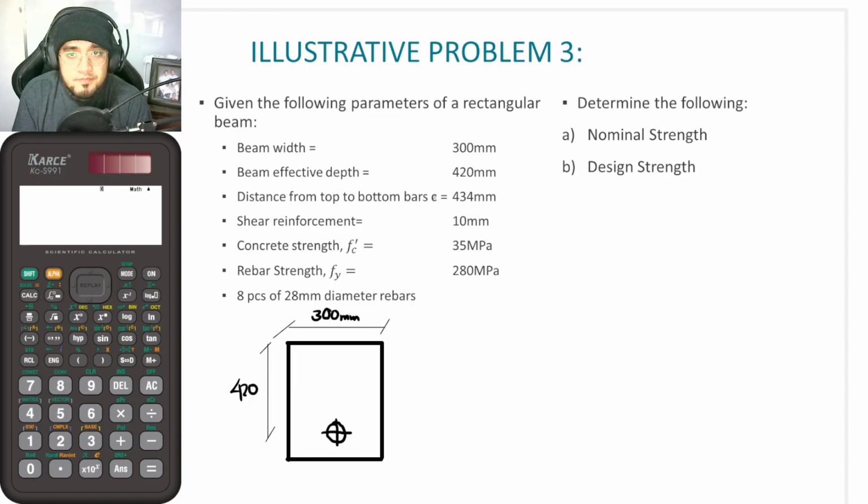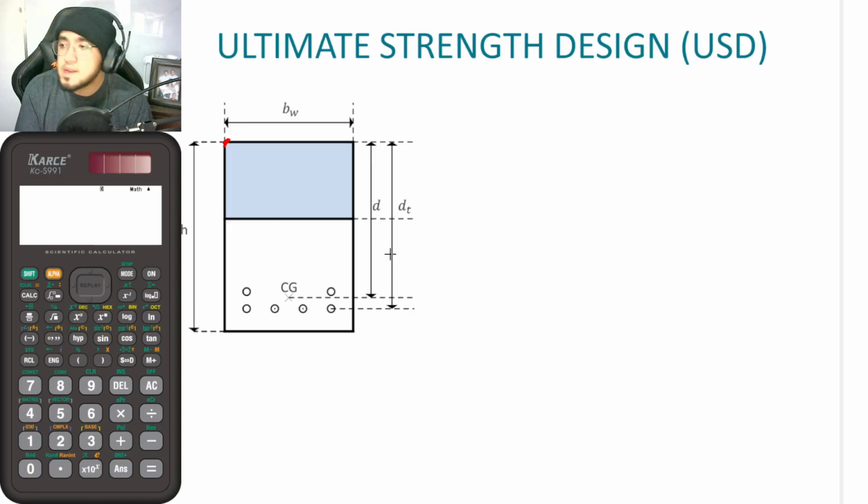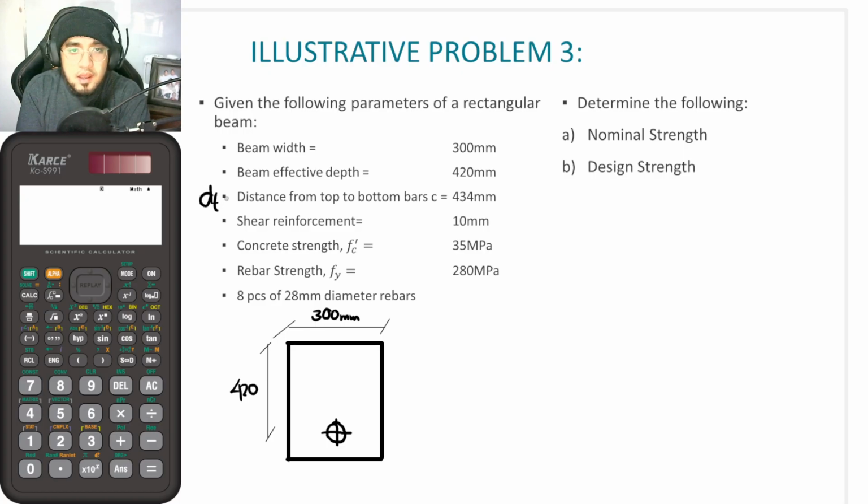So what else? As you can see here, we now have this new parameter, which is the distance from the top to the bottom bar center. What is its difference with the beam effective depth? Given this parameter here, this is the effective depth and this is now the depth up until the furthest bottom bar. So basically in this sample, this is dt. Where do we use dt? dt should actually be our basis in order for us to solve for the value of p later on.